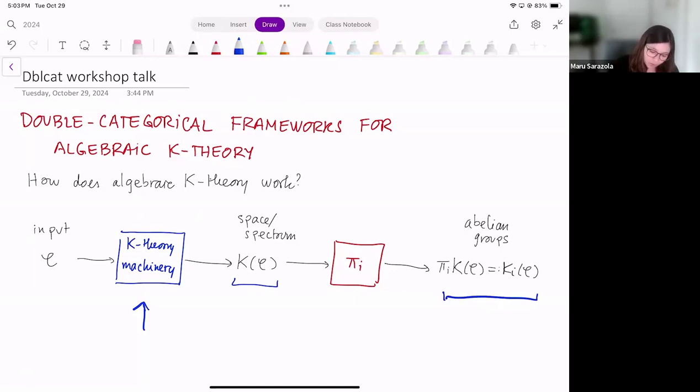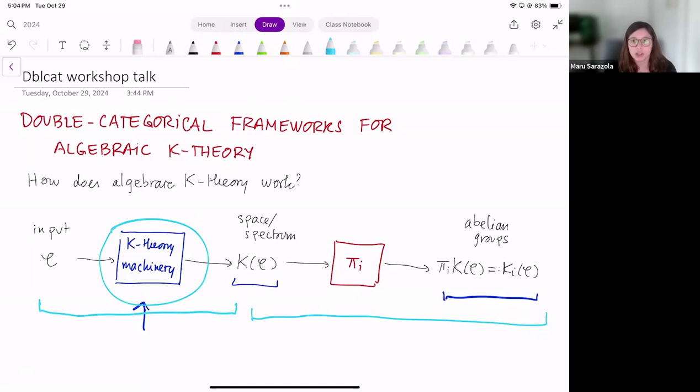So what I want people to take away from this diagram is that the second part of the process is always the same. Once you construct your K-theory space, you always take homotopy groups of it to produce the K-theory groups. However, the first part of the process heavily depends on what machinery you choose to put inside of this box. And it turns out that sometimes your hands are kind of tied on what you can do, but sometimes you have some leeway for determining exactly which K-theory machinery is going to be more convenient to your own purposes.